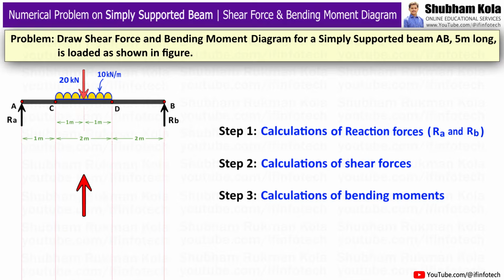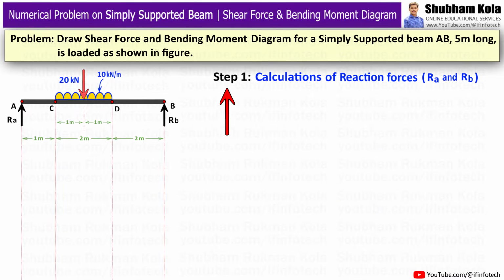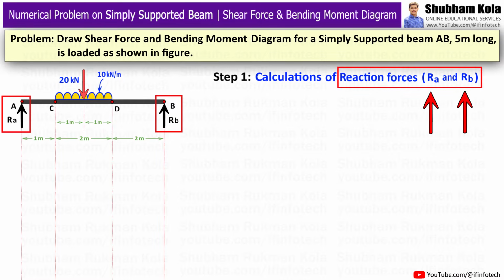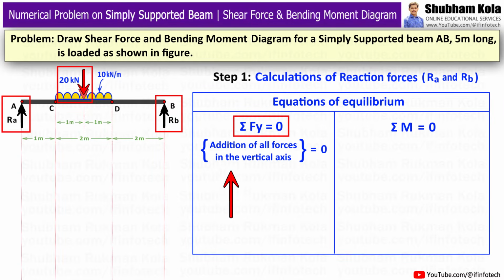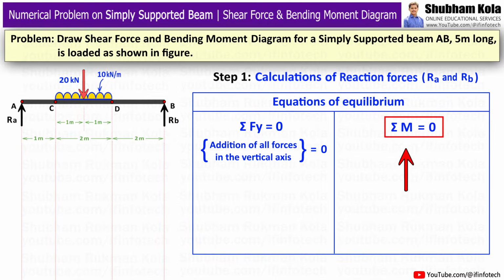Now this type of problem we are going to solve in 3 steps. In the first step, we have to calculate the values of support reaction forces RA and RB. So to calculate these values, I will use 2 equations of equilibrium. That is, first equation is summation Fy equal to 0, that means addition of all the forces in the vertical axis equal to 0. And the second equation is summation of moment equal to 0.